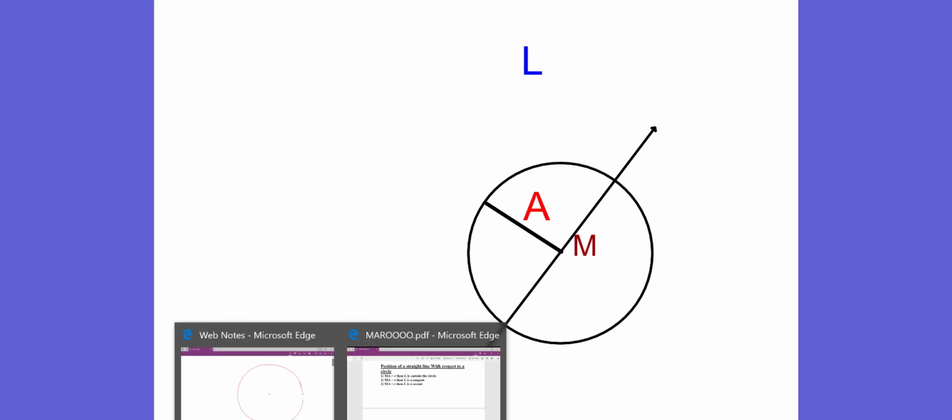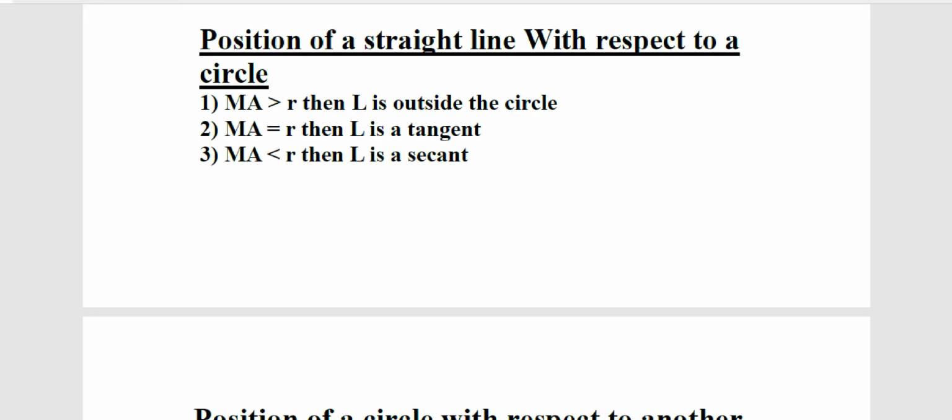Then the position of a straight line with respect to a circle is, number one, when the perpendicular distance is bigger than the radius length, the straight line lies outside the circle. And when the perpendicular distance equals the radius length, it means this straight line is a tangent to the circle.